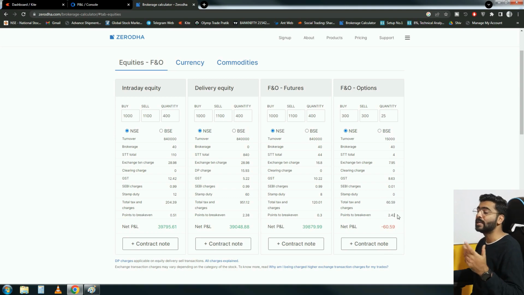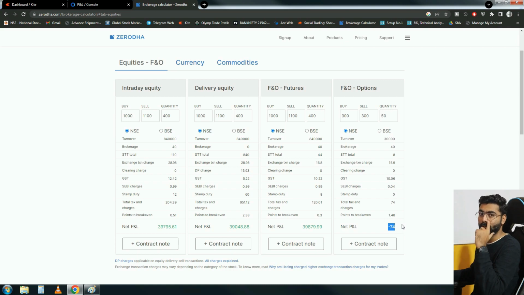But how many points do you have to cover in order to cover that particular brokerage? Here, if you see, it is 2.5. So for example, if I exit at 2.5 points, I might be exiting at 0 rupees, right? That means if you want to cover your taxes, currently 2.5 rupees is required. But what if I increase the quantities? Now from 25 quantities, if I move to 50, you can see the tax didn't increase from 60 rupees to 120.